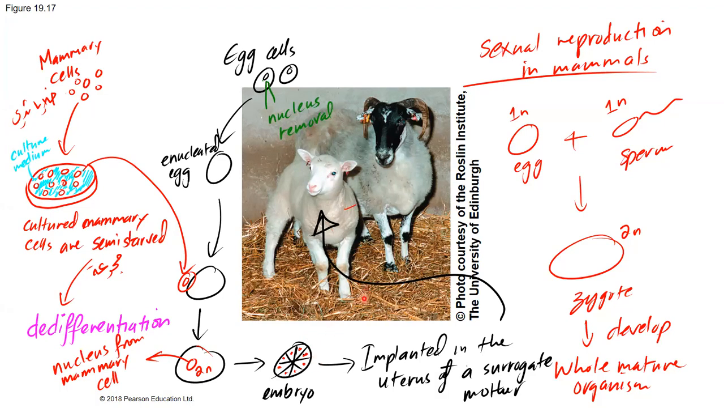So you can understand now that we have mammary cells coming from one sheep, egg cells from another sheep, and now a third sheep was used to carry the embryo and give birth to Dolly in 1997. Okay, أم بديلة.